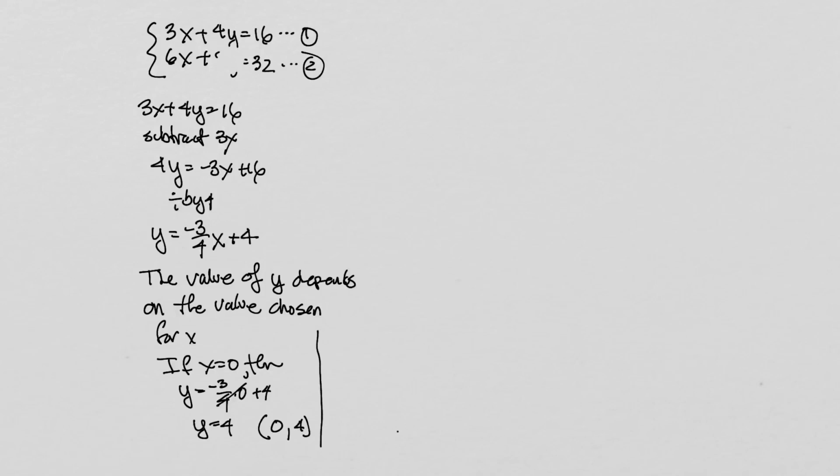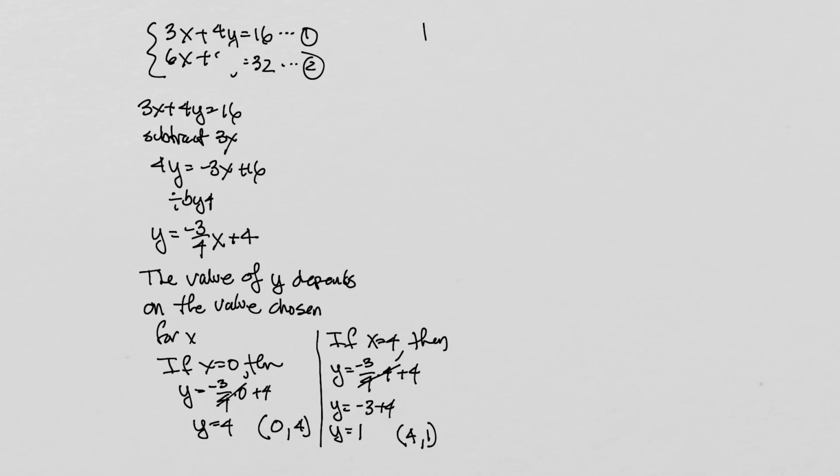Now let's try another value just to see what that looks like. What if x is equal to 4? I'm choosing 4 because it's easy. If I put that 4 into this x right here, the 4s will cancel and I don't have to work with fractions. So if x is equal to 4, then y is equal to negative 3/4 of that 4 plus 4, and those 4s divide out. y is equal to negative 3 plus 4. y is equal to 1, and we get this ordered pair: 4 for x, 1 for y.